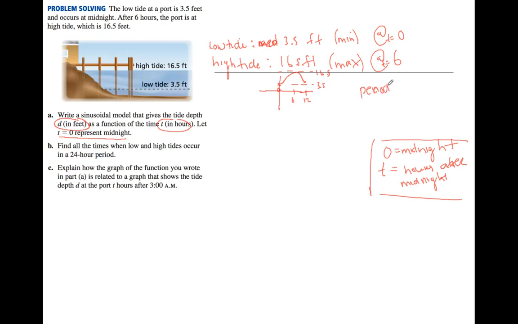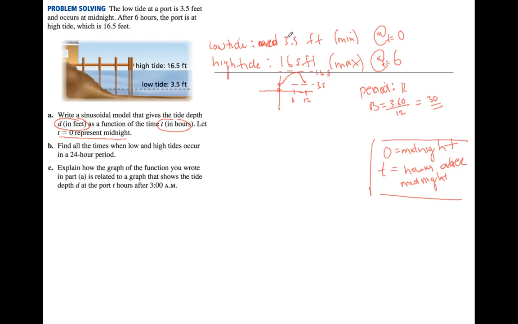So we now know the period. The period of this, it takes 12 hours for it to get from low tide back to low tide, right? Or high tide back to high tide. So the period is going to be 12. So B for the equation is going to be 360 divided by 12, which is 30, okay?